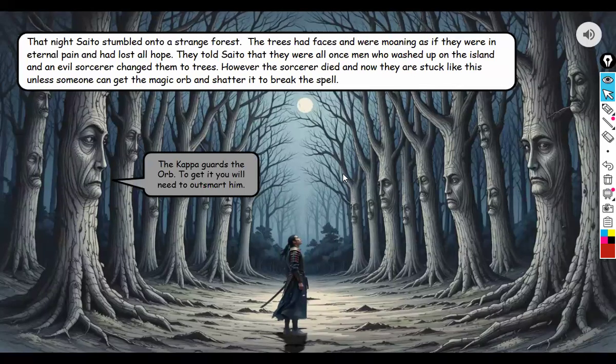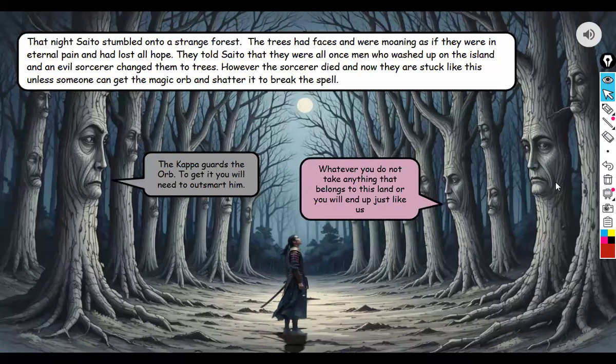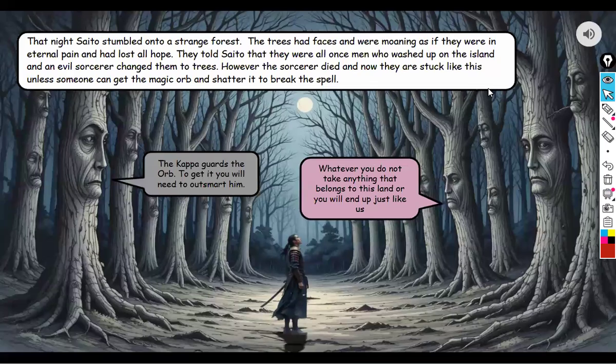And the orb is guarded by a Japanese superstitious creature called a kappa. I don't know if you all know what a kappa is, right? Also, there's a condition, right? He cannot eat or drink anything from the island. So if he drinks or eats anything that belongs to the island, he will end up turning into a tree, just like all of these guys here. So let's see how he bypasses all of this.